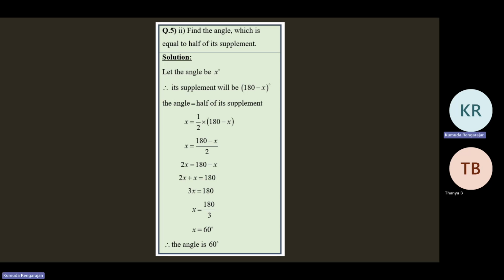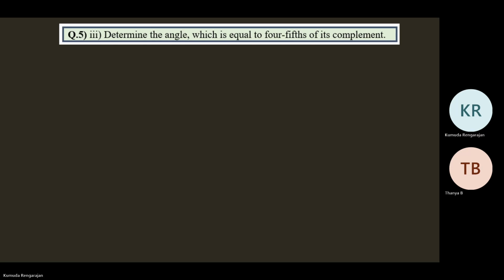Any questions? No, ma'am. Okay. Determine the angle which is equal to 4/5 of its complement. You should find the angle which is equal to 4/5 of its complement. So the question talks about two complementary angles. So how will you assume the angles? If one angle is x, what is the other angle?